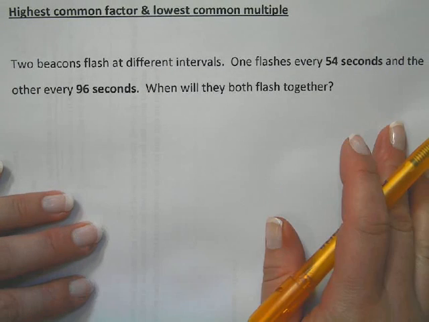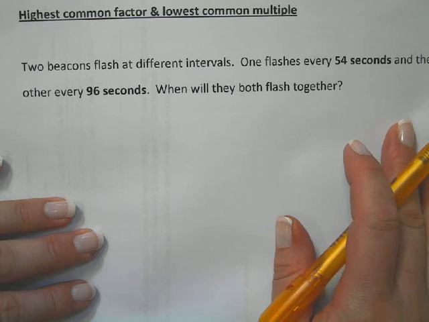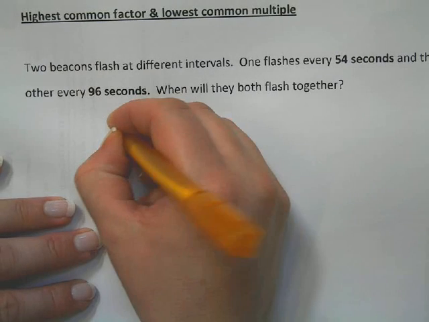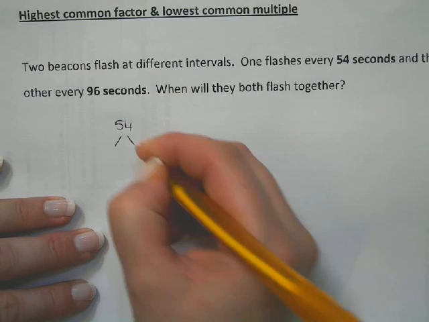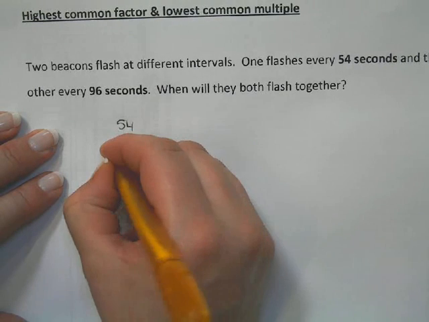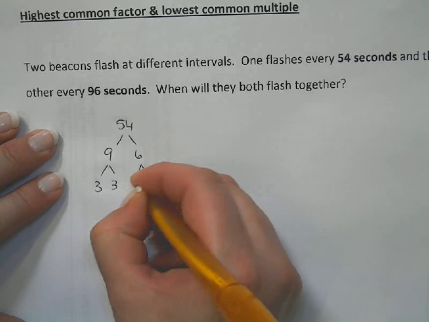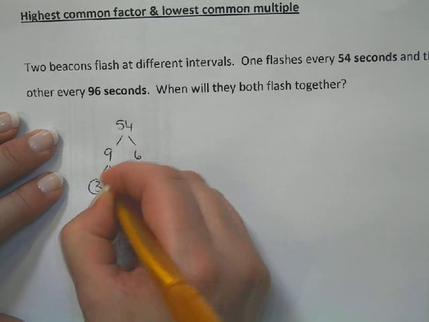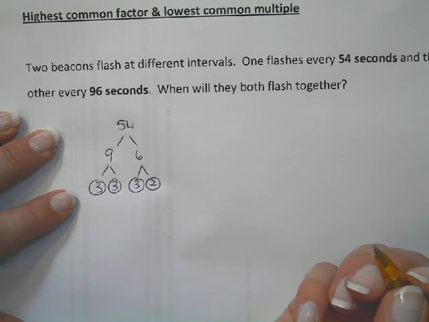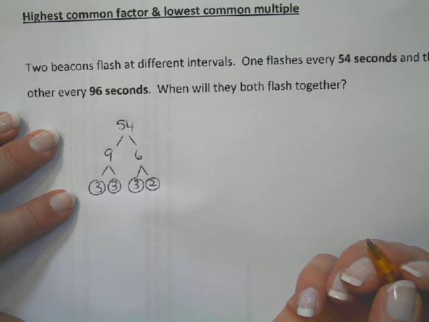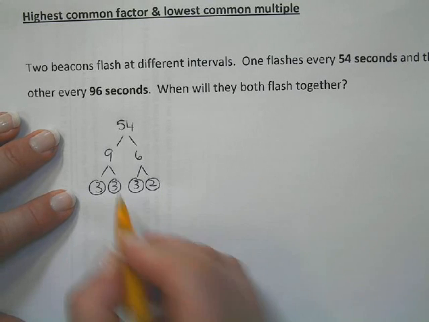Let's firstly break down both of the numbers. 54, you can use any factor pairs that make up 54. I'm going to use 9 and 6, and you break them down until you come across prime numbers. And prime numbers are only divisible by 1 and itself. And you can see I've circled all of my prime numbers over there.